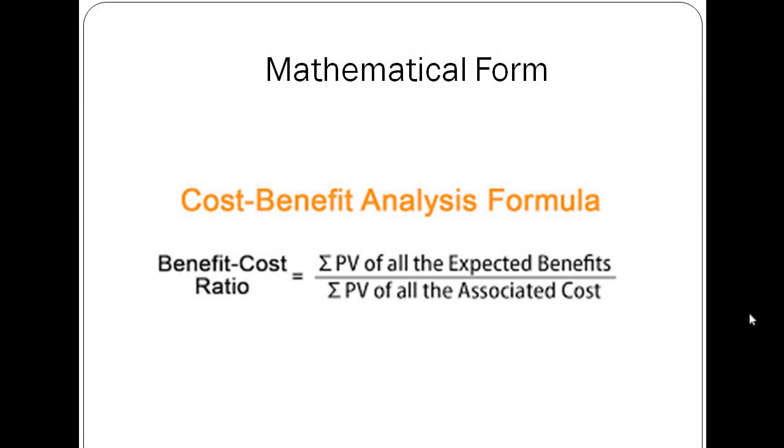In mathematical form, CBR can be expressed with the benefit of the project as the numerator and the cost as the denominator. Therefore, values greater than 1 indicate a positive ratio. We can calculate cost benefit analysis with the benefit cost ratio formula: the sum of the present value of all expected benefits divided by the sum of the present value of the associated cost.